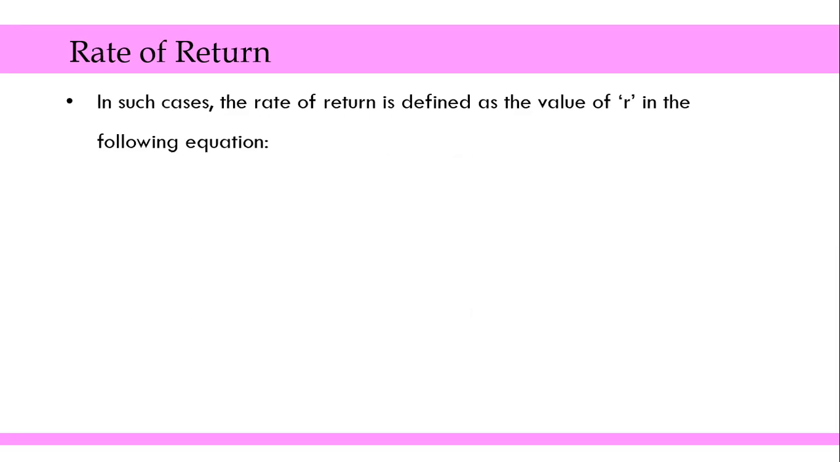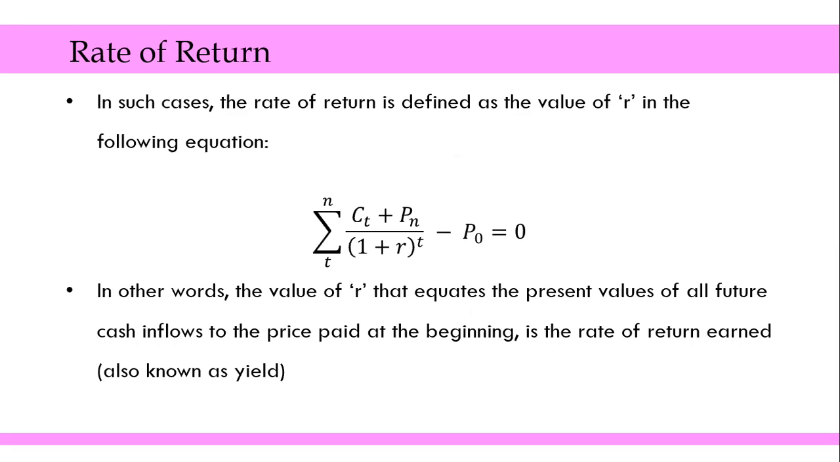Therefore, in such cases, the rate of return is defined as the value of R in this equation. Let us not worry about this equation. What we are trying to do here is bring the present value of all the future cash flows to today's terms and set it equal to 0. In other words, the value of R that equates the present value of all future cash inflows to the price paid at the beginning is the rate of return. And this is also known as yield in investment terminology.